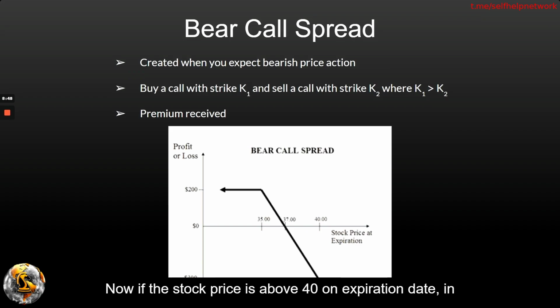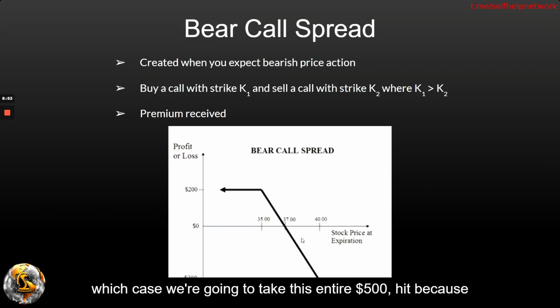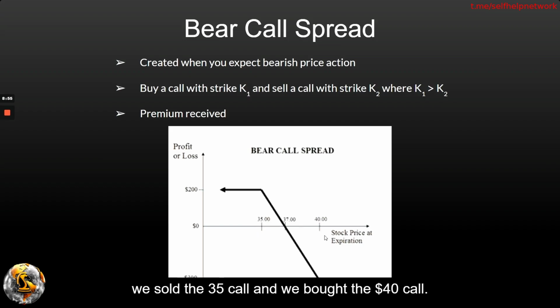Now, if the stock price is above 40 on expiration date, in which case we are going to take this entire $500 hit because we sold the 35 call and we bought the $40 call. Since we pocketed a $200 premium to begin with, we will be down $300. Then what you have to do is take some real life examples and put it on paper. After some time, this thing will become intuitive.